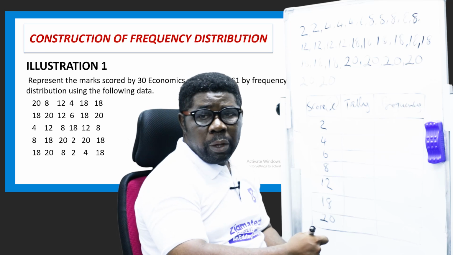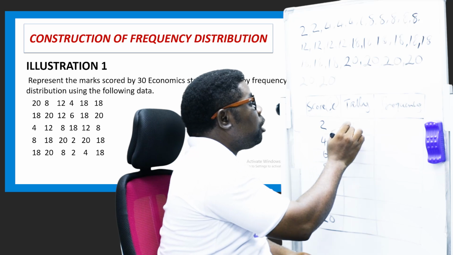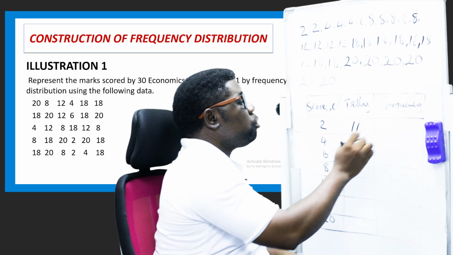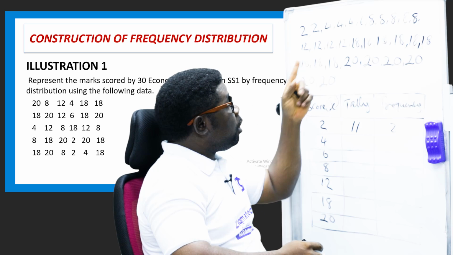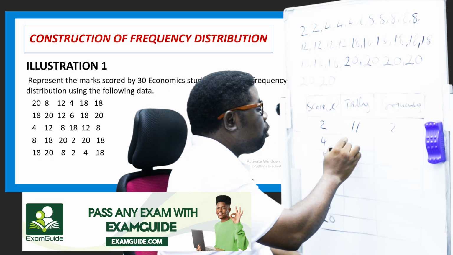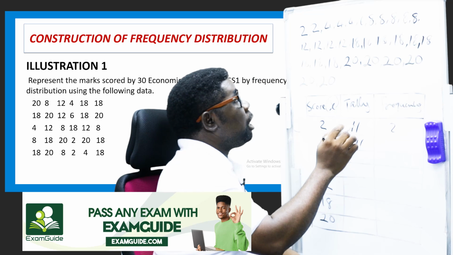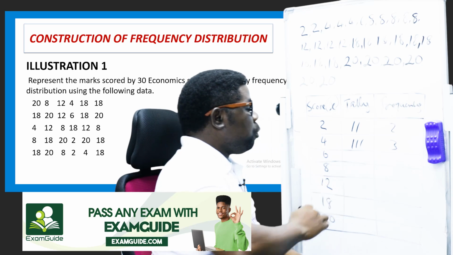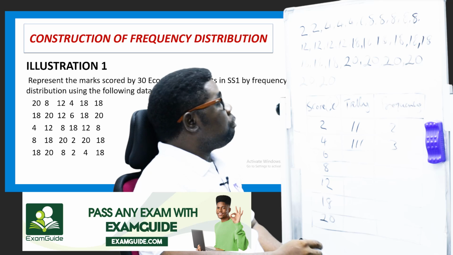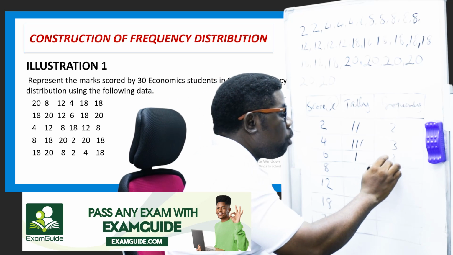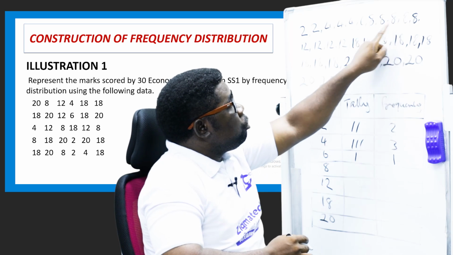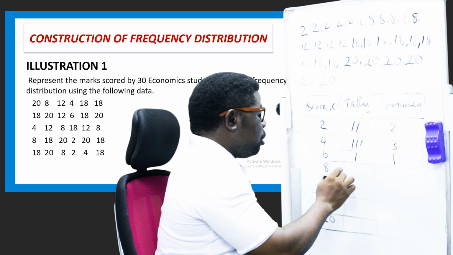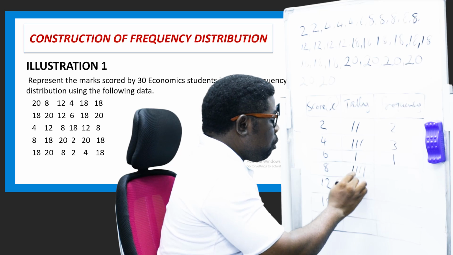So how many 2s do we have? In tally, we have 1 and 2. So we have 2 as a frequency. For 4, how many do we have? 1, 2, 3. That means we have 3 as a frequency. For 6, we have just 1, so 1 as a frequency. Then for 8, we have 1, 2, 3, 4, 5.